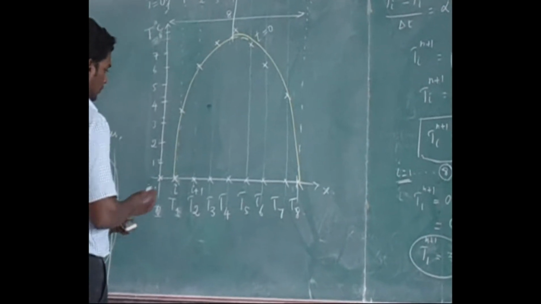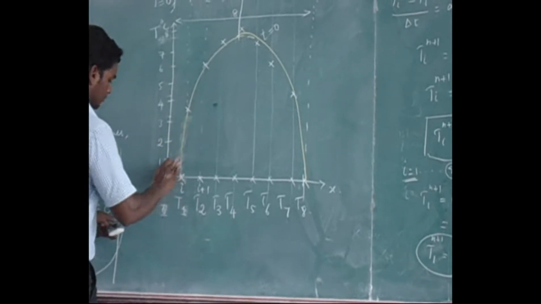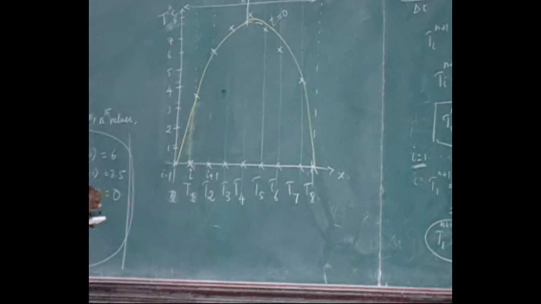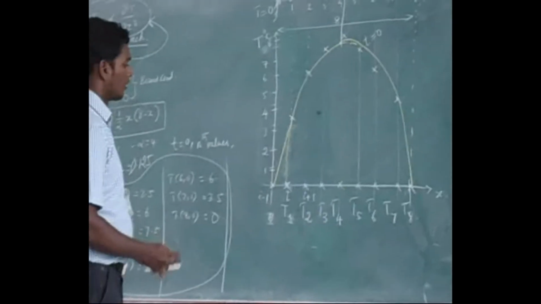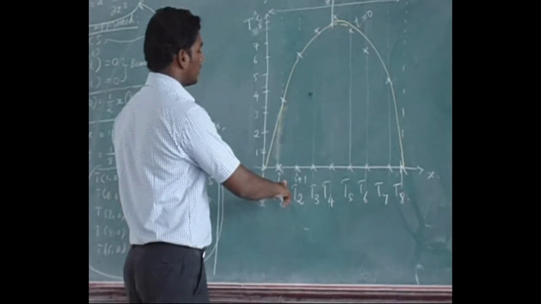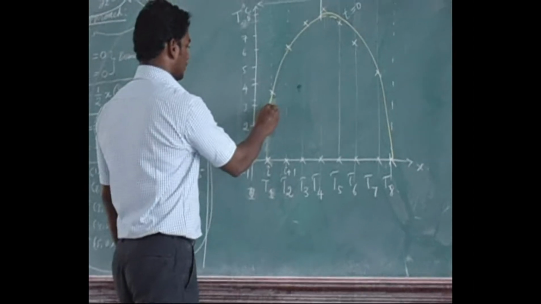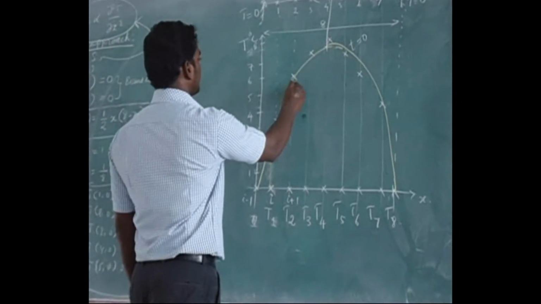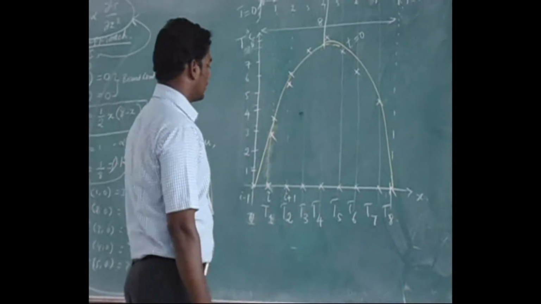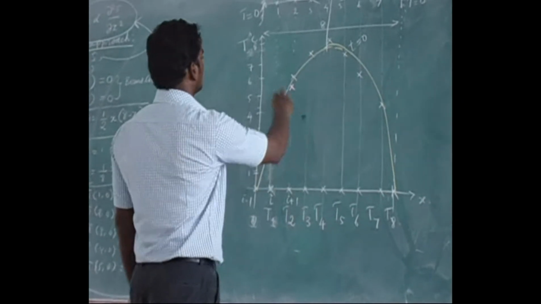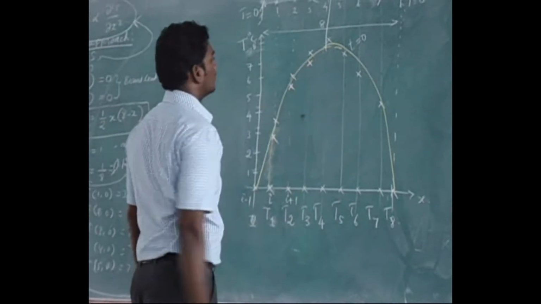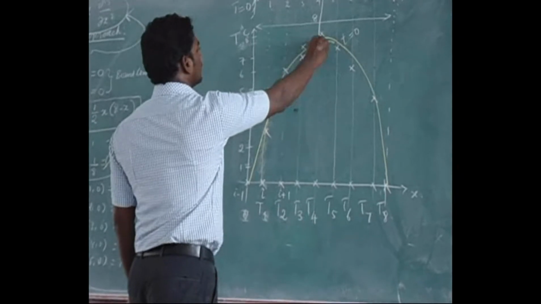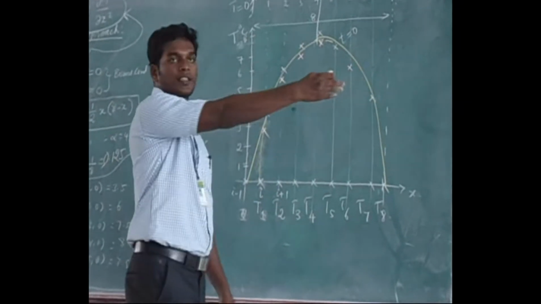So the plot should be: 0, again at 1 T1 is 3, and T2 is 5.5, and T3 is 7, around T4 is 7.5. This must be symmetric.